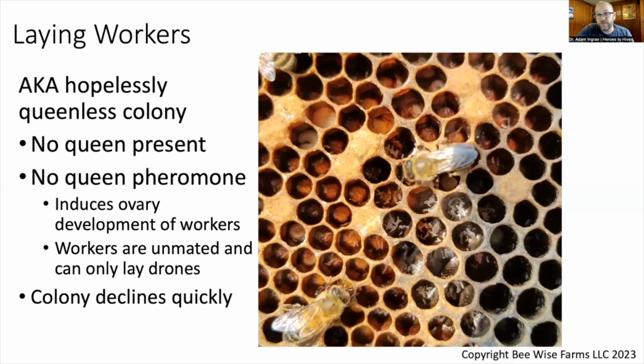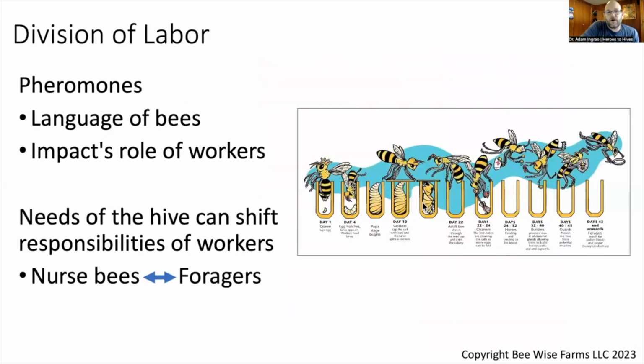Most of the times these are going to be small drones in comparison to our normal drones, because you can see that these are not drone cells. These are worker cells that they're laying these drones in, and so they'll end up being smaller drones overall. This is a situation that shows how important the queen is and how important these pheromone roles are in managing the superorganism at large.